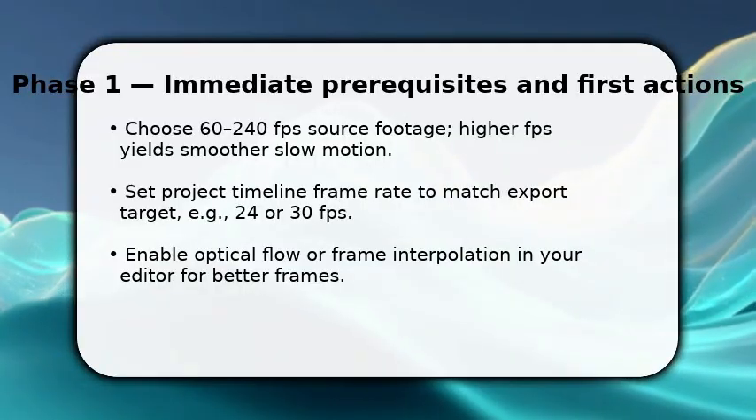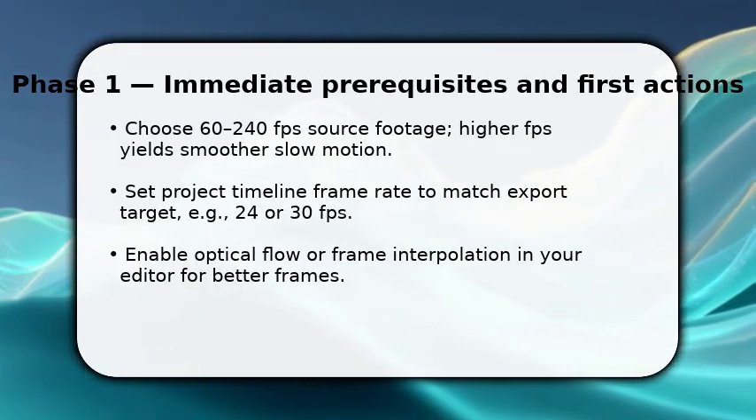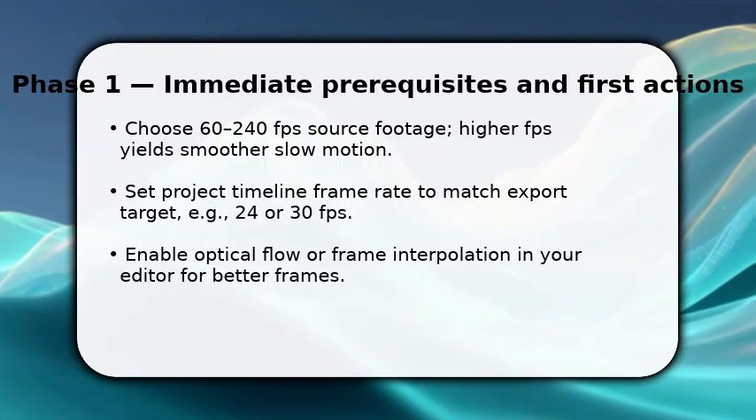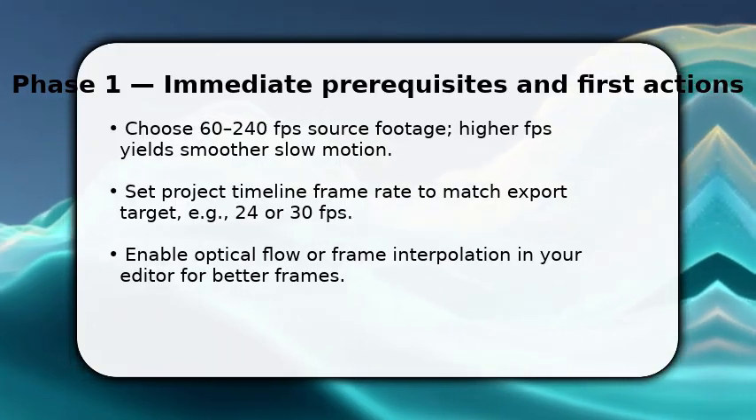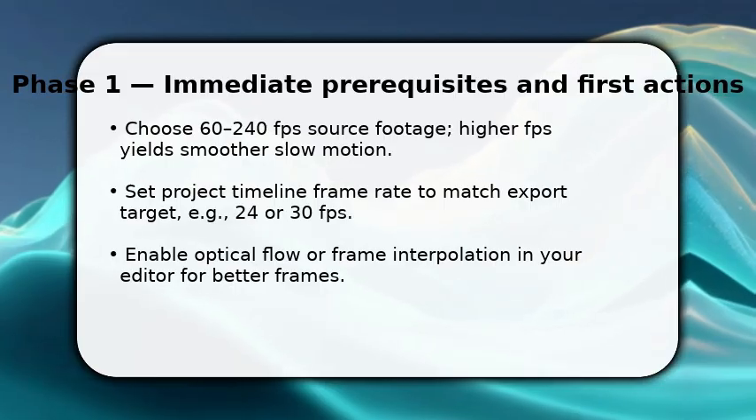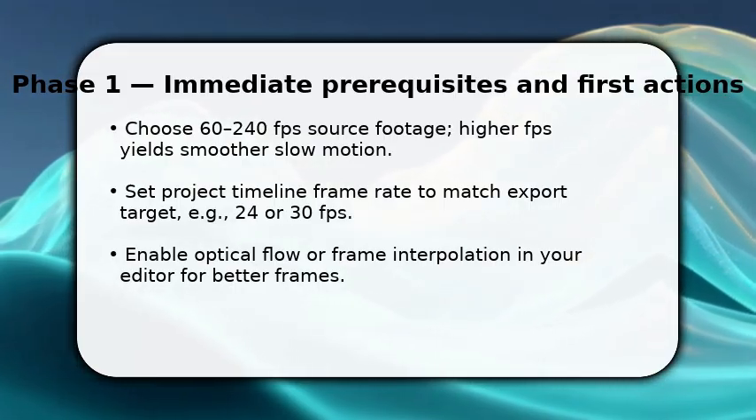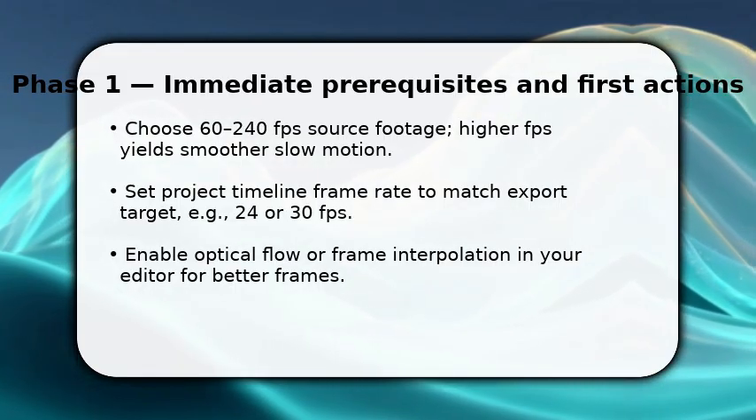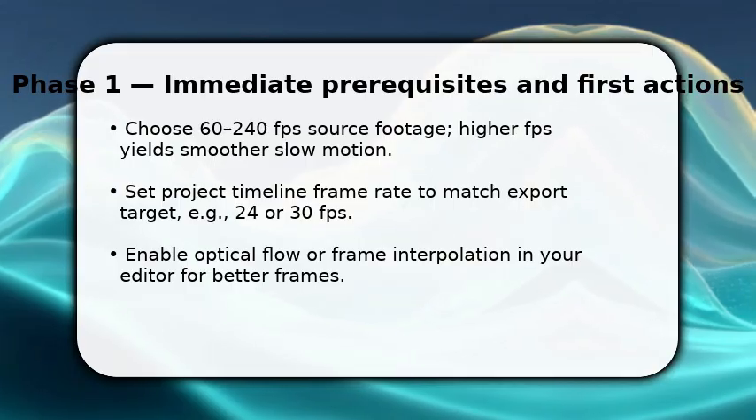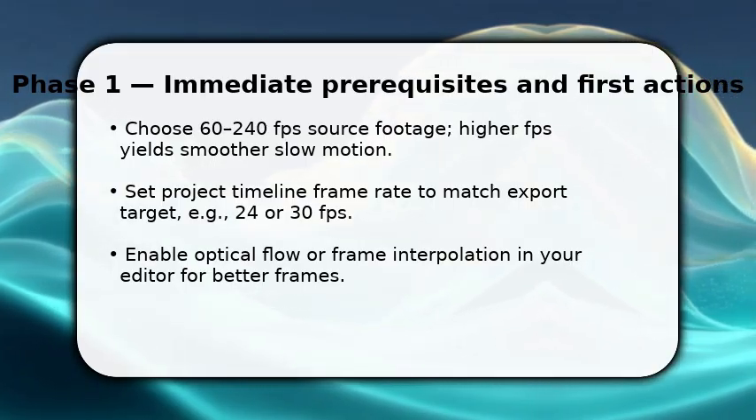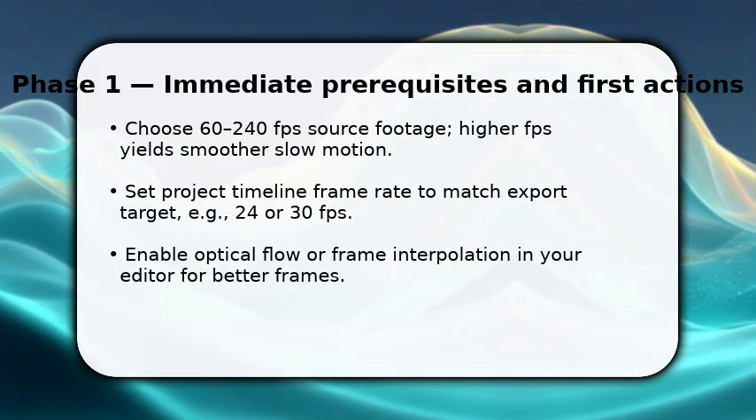You need high frame rate footage and the right project settings. Start by importing 60-240 FPS clips, then set your timeline to the target playback frame rate, for example, 24 or 30 FPS. Once done, apply a basic speed change to slow the clip to the desired percentage, 50% or 25%, so the engine has room to create extra frames.